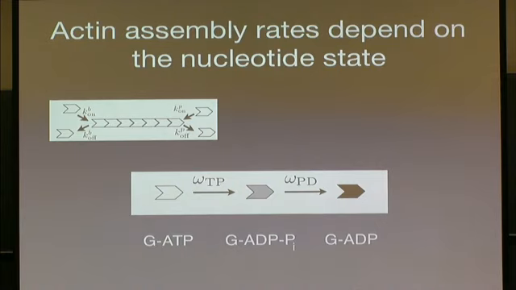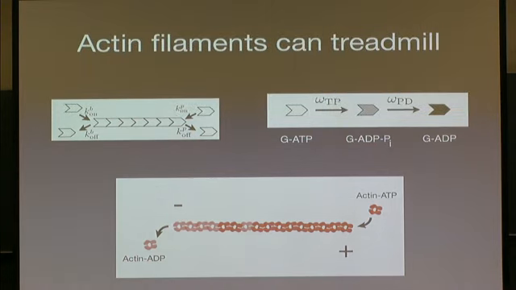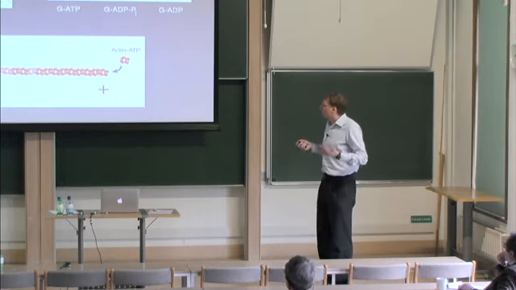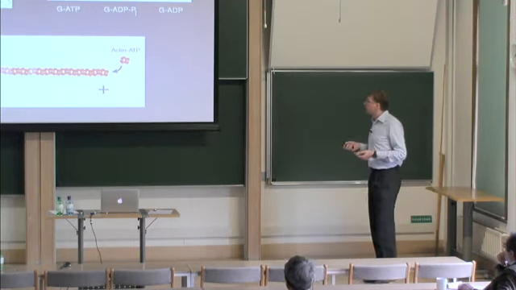And together with these properties, you can generate a situation that is called treadmilling. And with treadmilling, I mean that at one end, the plus or barbed end, really shows net growth, whereas the other one really shows net shrinkage. So you have a net addition of monomers at one side, and you take them away basically at the other side. So this is a situation that is not known to passive polymers, as far as I know.